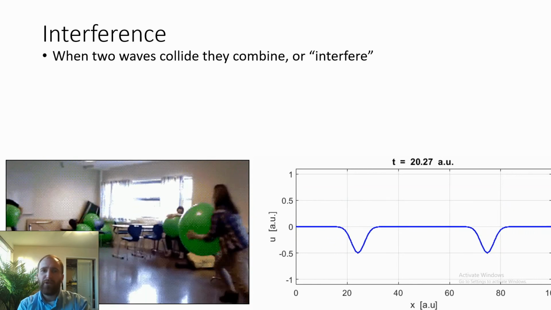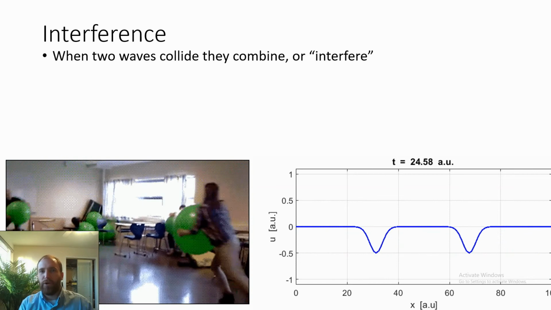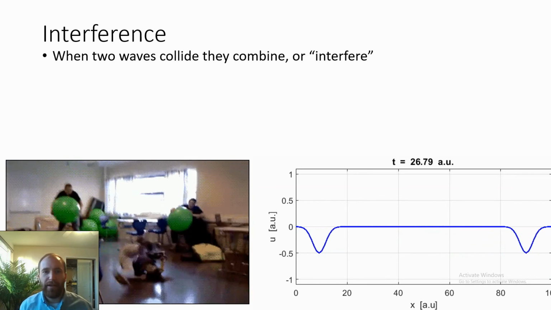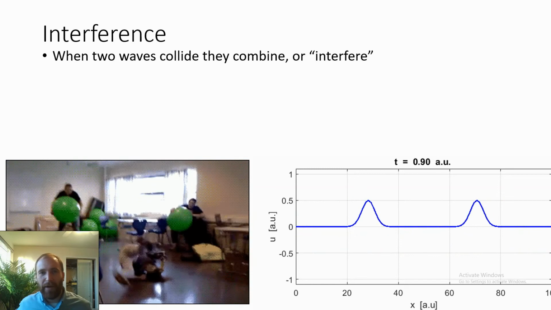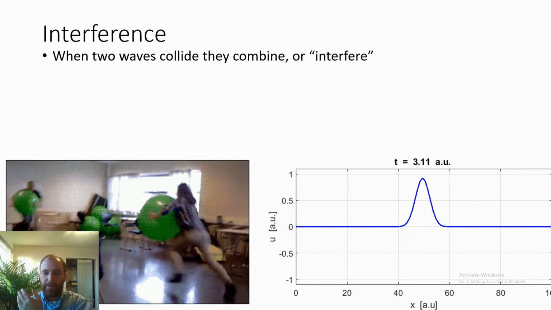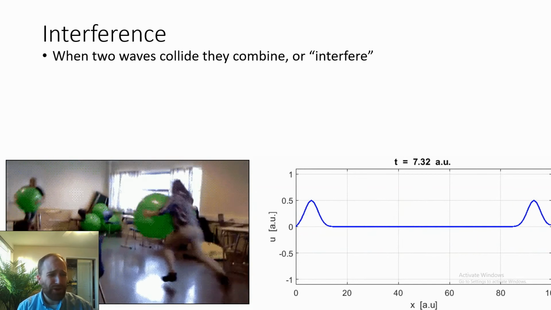Now, waves do something totally and completely different. When waves collide, they don't bounce off of each other or stick together. What they do is they combine or interfere with one another. They sort of combine and then pass right through each other as they go by, which objects do not do.